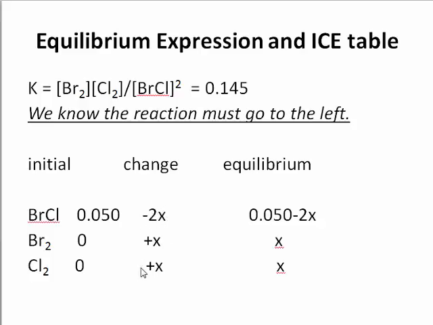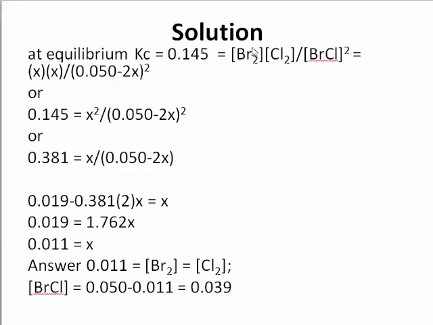This is the easiest way to define the change X for this problem. Then at equilibrium, the values of bromine and chlorine will become X, and the equilibrium value of the bromine chloride will be 0.05 minus 2X. All right. Now, as before at this point, the goal is to solve for X. Here then is the arithmetic.